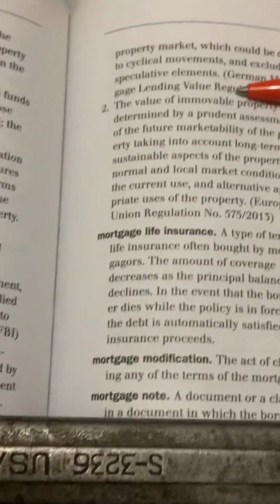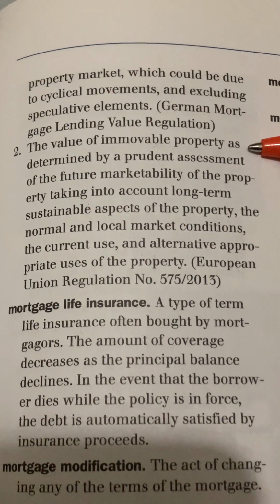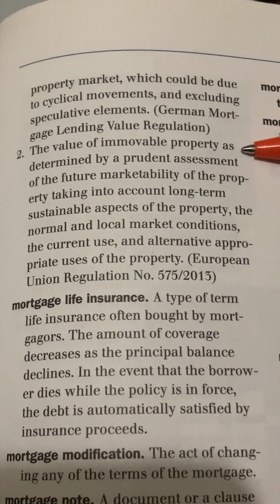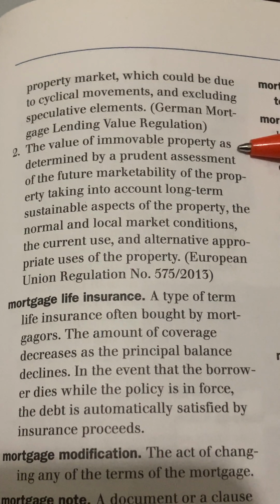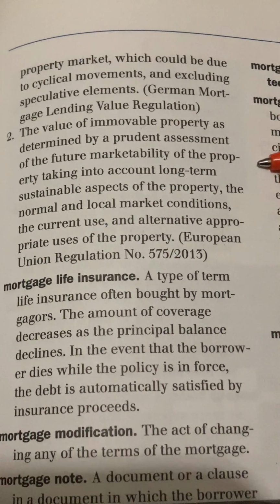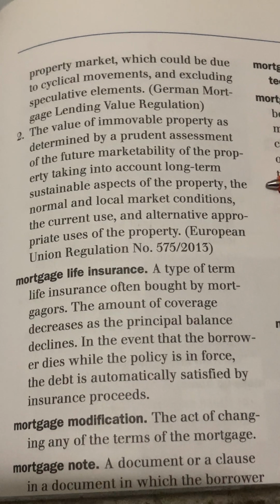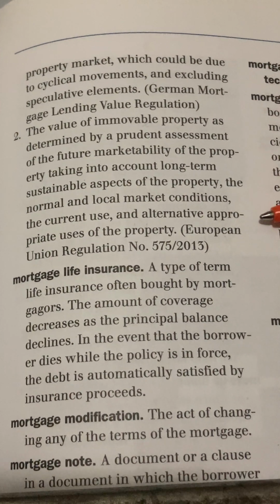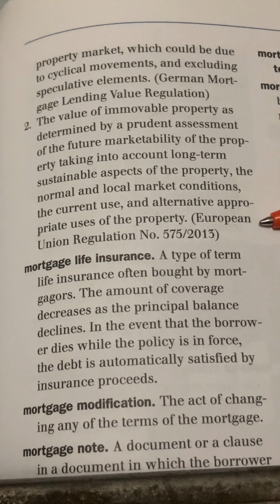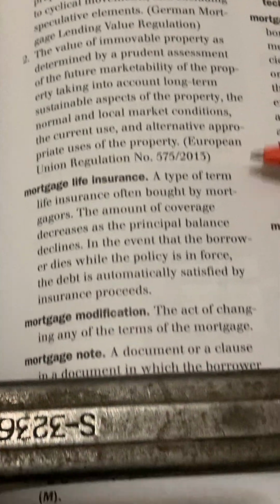Mortgage lending value number 2. The value of immovable property as determined by a prudent assessment of the future marketability of the property, taking into account long-term sustainable aspects of the property, the normal and local market conditions, the current use, and alternative appropriate uses of the property. European Union Regulation number 575/2013.